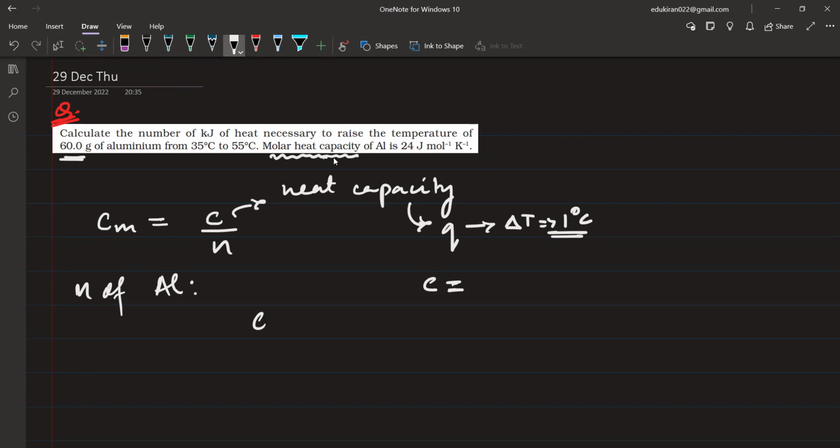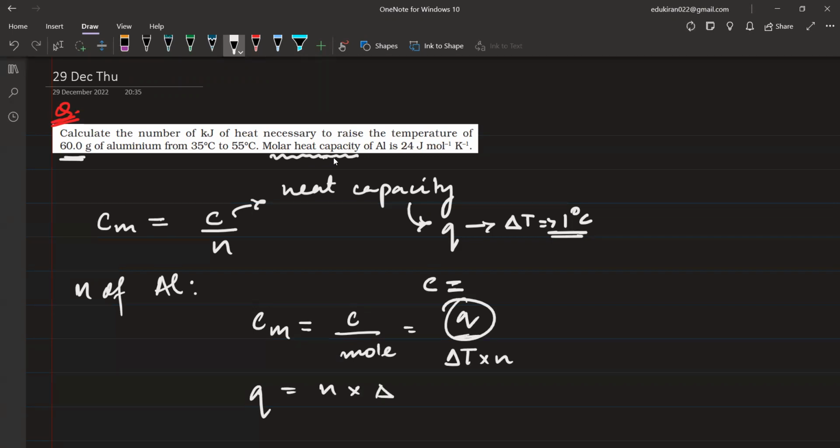ठीक है, लास्ट क्लास में हम लोगों ने एक फॉर्मूला पढ़ा था, मोलर हीट कैपेसिटी इज इक्वल टू C अपॉन नंबर ऑफ मोल्स. C is equal to Q upon delta T and number of moles will be here. Number of moles आपको क्या निकालना है? हीट निकालना है. So what will be Q? Q will be equal to the number of moles into the delta T into what? The molar heat capacity. Simple formula है. Number of moles निकालिए, delta T दिया हुआ है आपको and molar heat capacity भी दिया हुआ है आपको.